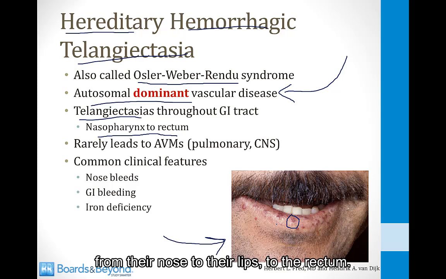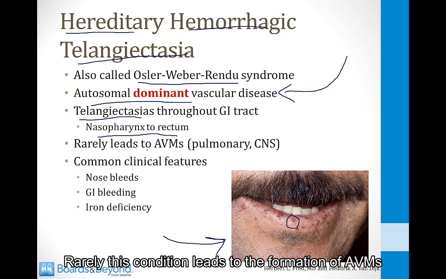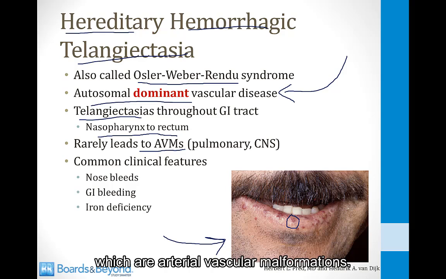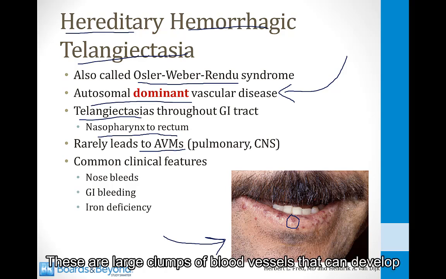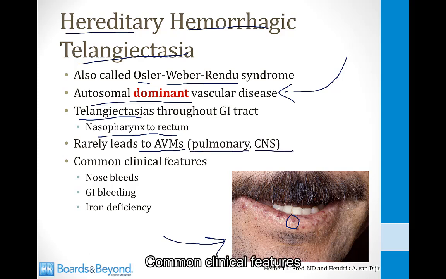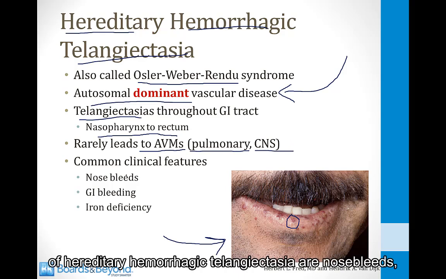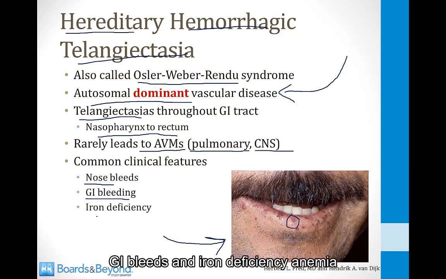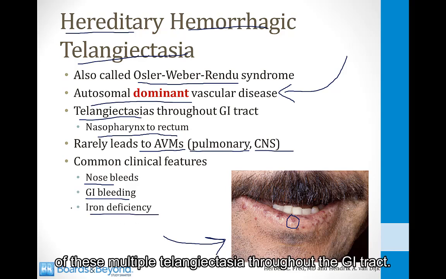These patients can get them anywhere from their nose to their lips to the rectum. Rarely, this condition leads to the formation of AVMs, which are arteriovascular malformations. These are large clumps of blood vessels that can develop in the pulmonary vasculature or in the brain. Common clinical features of hereditary hemorrhagic telangiectasia are nosebleeds, GI bleeds, and iron deficiency anemia, and this is all from the blood loss of these multiple telangiectasias throughout the GI tract.